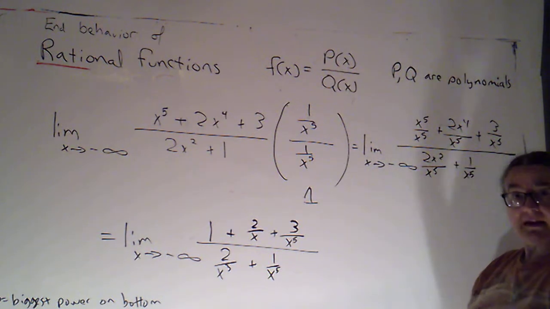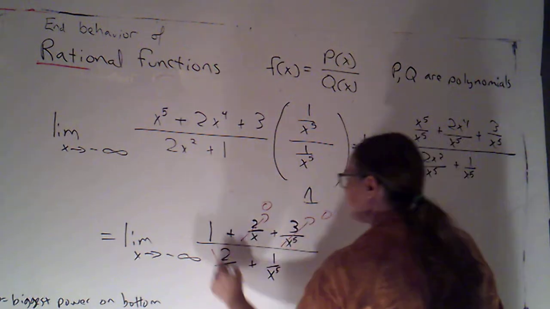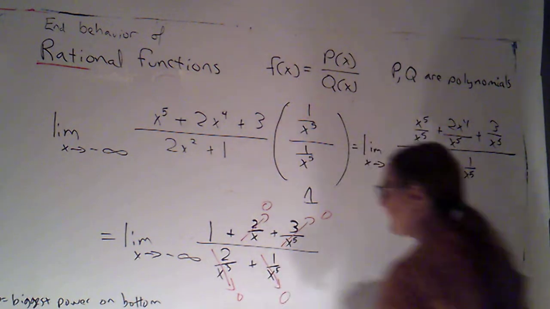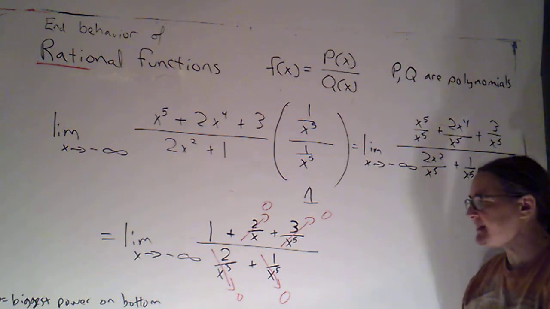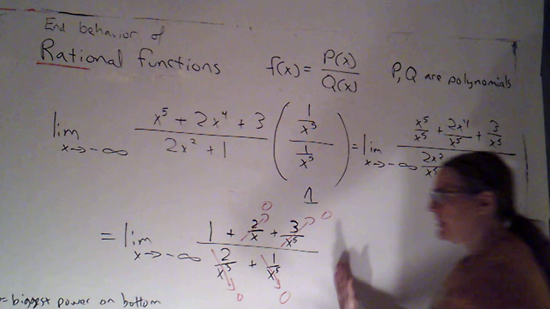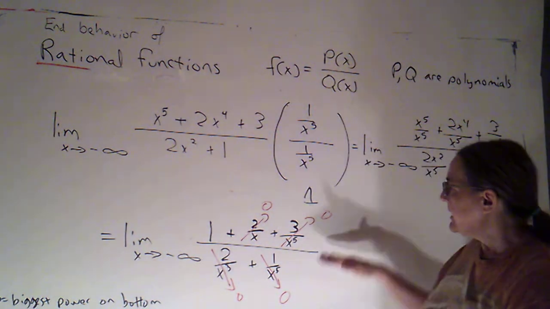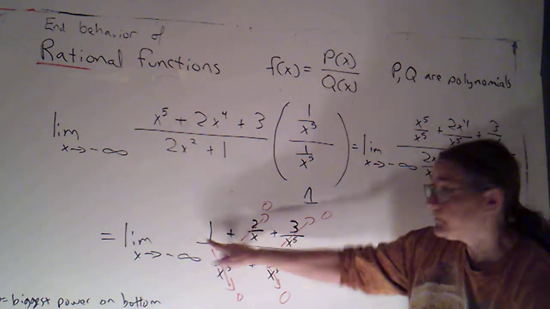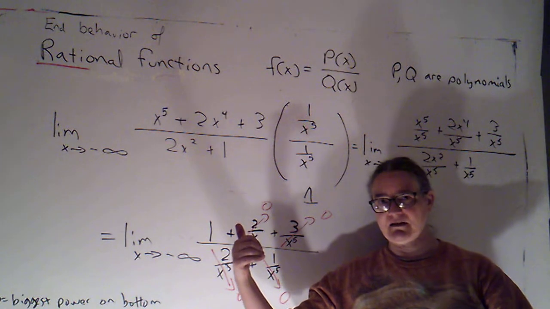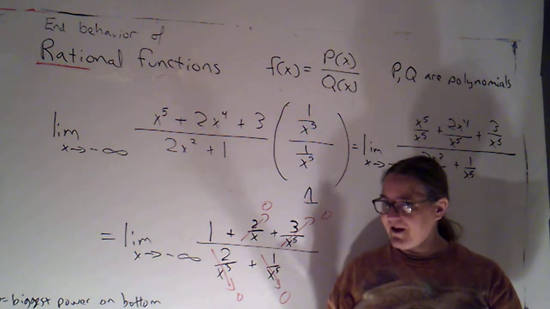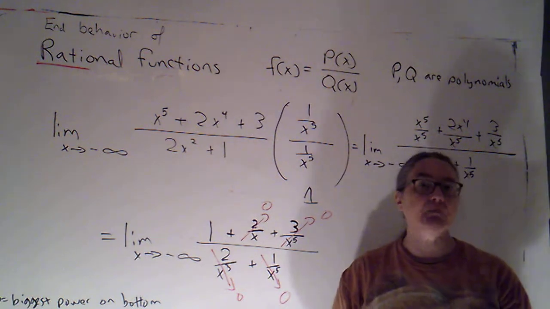Now, every piece that has x's on the bottom is going to be going to 0. And that's the problem. Because every piece on bottom went to 0, the bottom as a whole is going to 0. Now the top is going to 1. So we've got a situation where the bottom's going to 0 and the top isn't. I do know something about that. I know that that means that this fraction is getting really, really big.